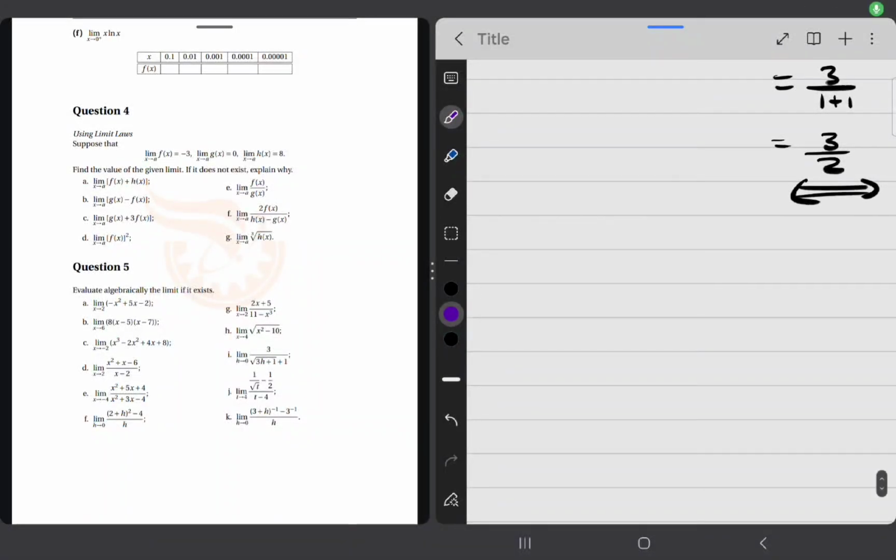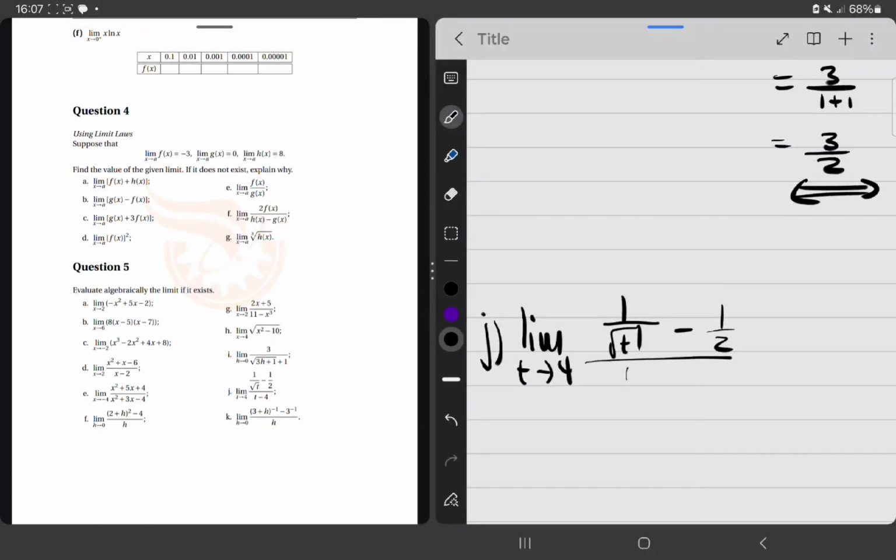Okay, now we do part J. And it's going to be the limit as t approaches 4 of 1 over root t minus a half, over t minus 4. This is what we now have.